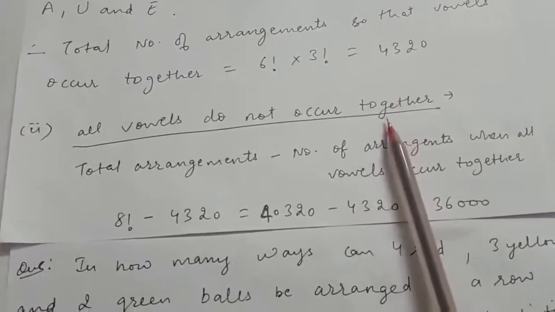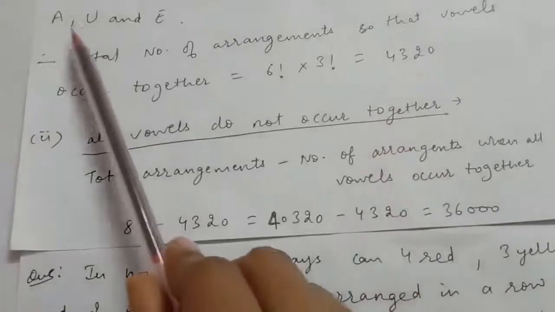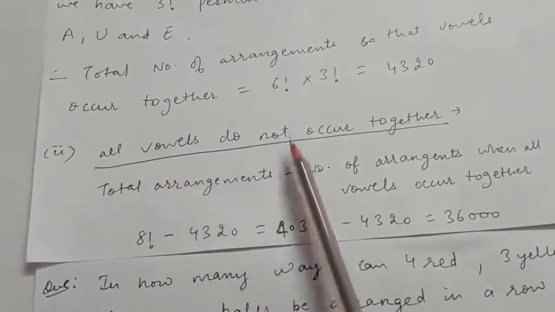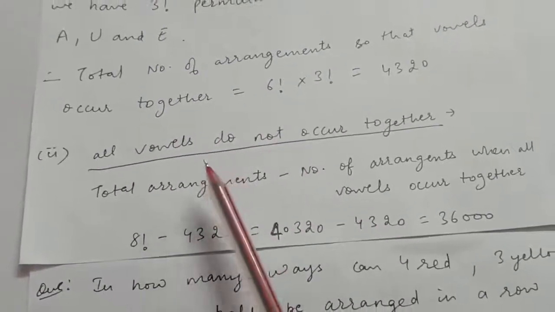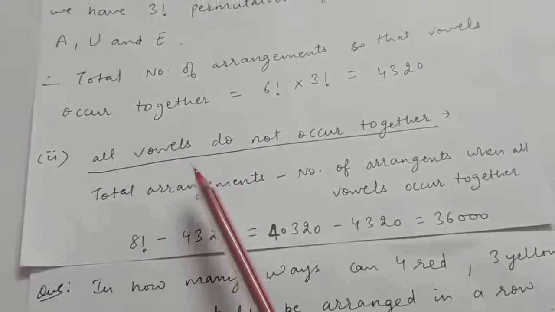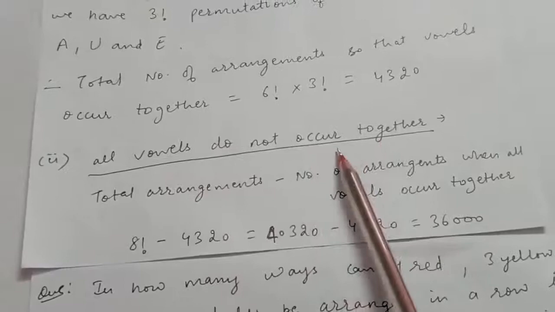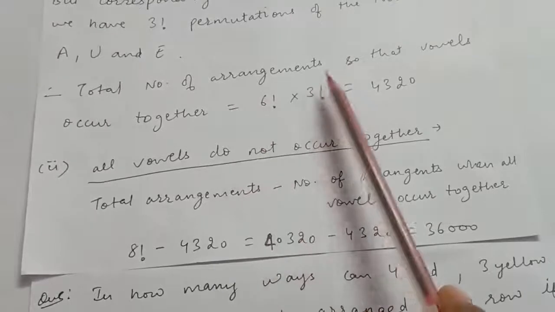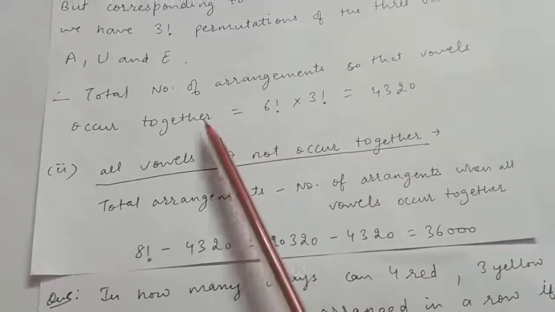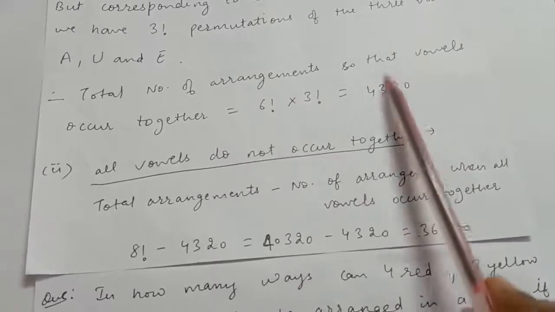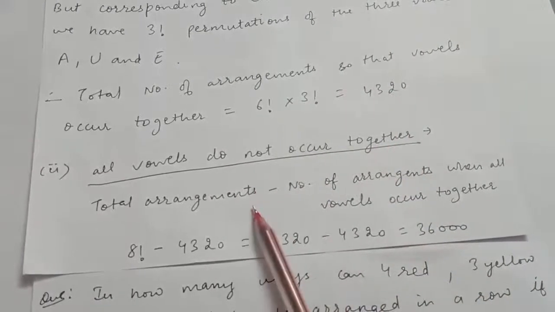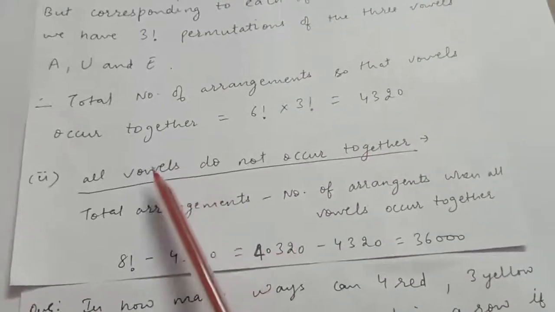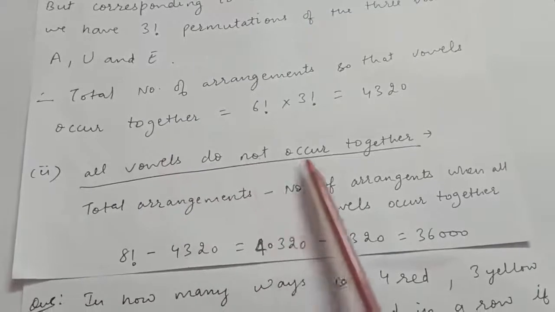Now the second part: they have asked that all vowels do not occur together. See, the word DAUGHTER contains 3 vowels, A, U and E, and they have said that all vowels should not occur together. This means that 2 vowels can occur together, but all 3 vowels cannot occur together. In the previous case, we found the number of arrangements when all vowels occur together. So if we subtract this number from the total arrangements, we will get the number of arrangements where all the vowels do not occur together.